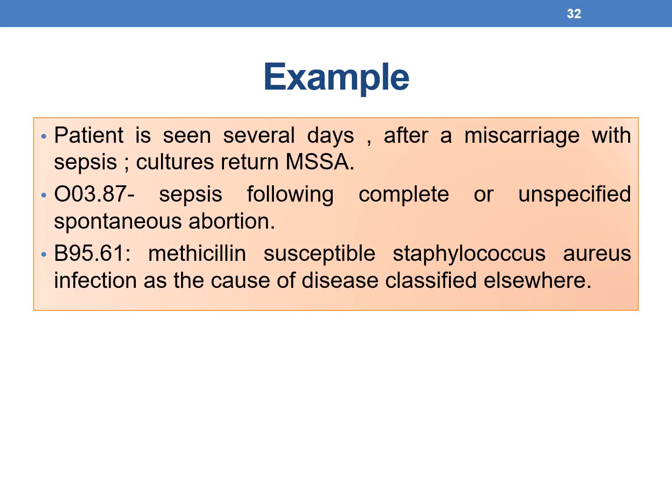Now let us see an example of sepsis complicating abortion. A patient is seen several days after a miscarriage with sepsis. The cultures return MSSA. The appropriate codes for this scenario are O03.87, which is nothing but sepsis following complete or unspecified spontaneous abortion, followed by B95.61, which is nothing but methicillin susceptible Staphylococcus aureus infection as the cause of diseases classified elsewhere.